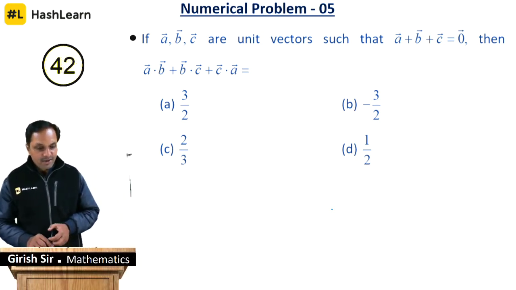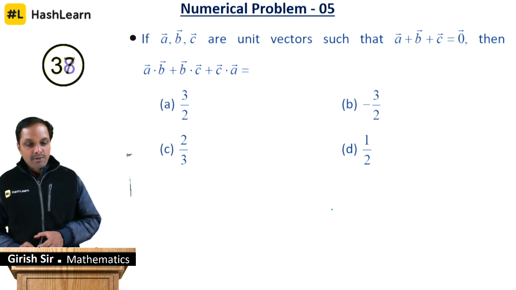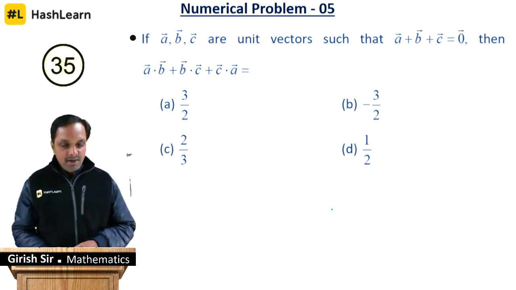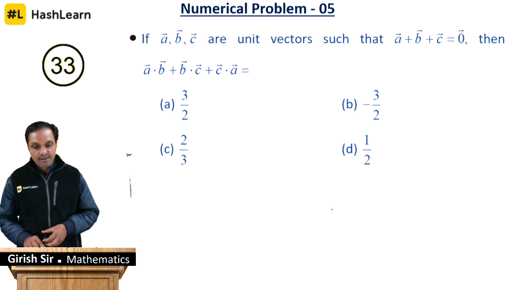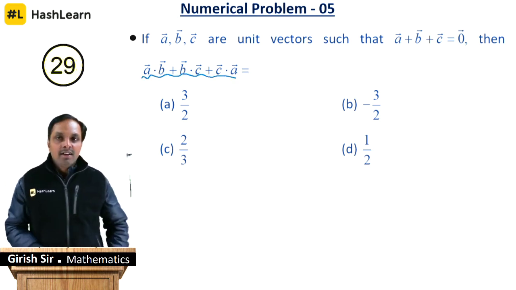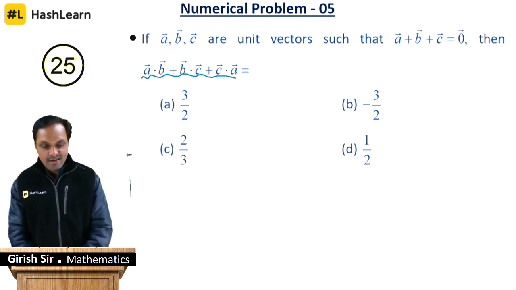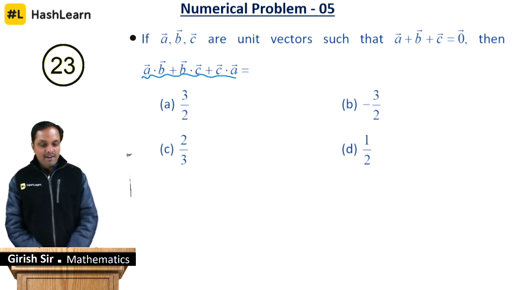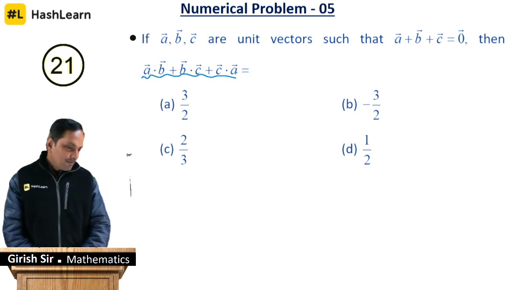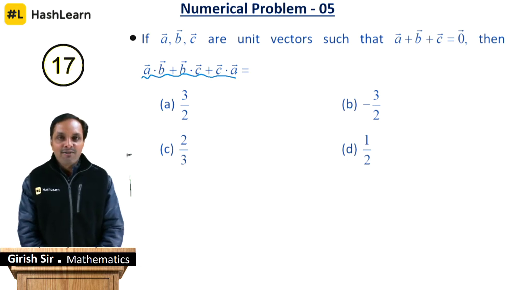Very important question. They are giving you some information about the vectors A, B and C, and they are asking you certain equation: A dot B plus B dot C plus C dot A is equal to how much? What should be the value of that? Come on, Himanshu and Pero and Nirmal. Try numerical 5.